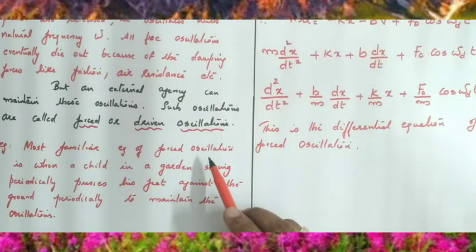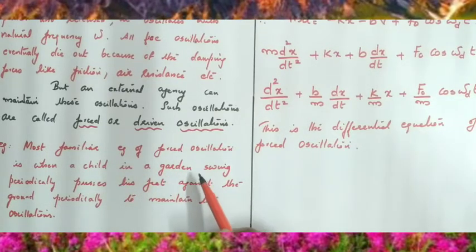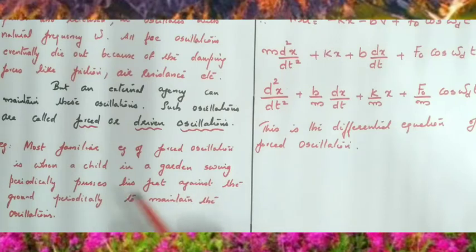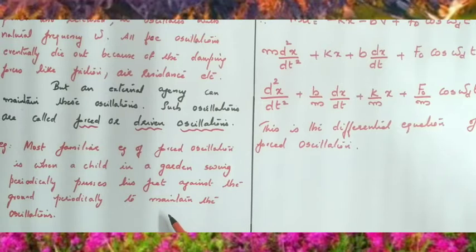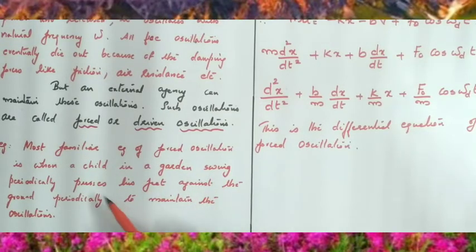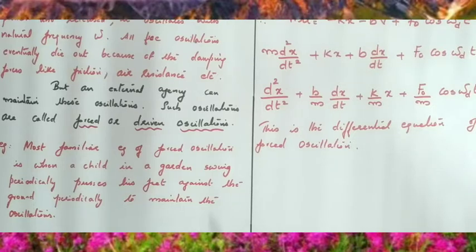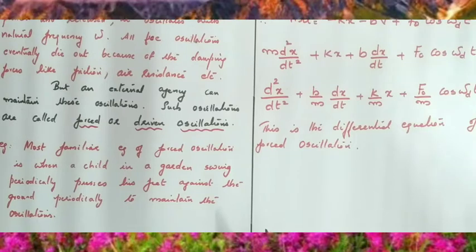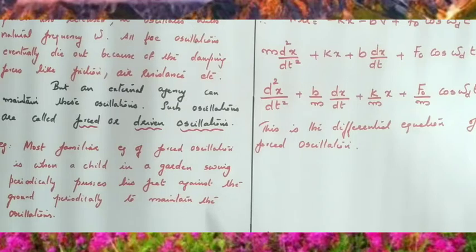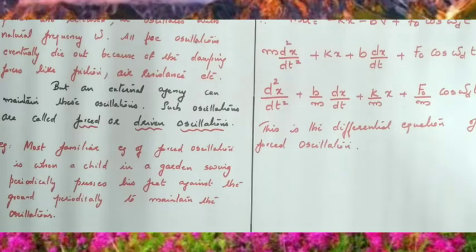The most familiar example of forced oscillation is when a child in a garden swing periodically presses his feet against the ground to maintain the oscillation. So, if the child is swinging, the child usually presses the ground periodically, and by doing so the amplitude can be maintained and the amplitude can be increased also. And this is the best example for forced or driven oscillation.